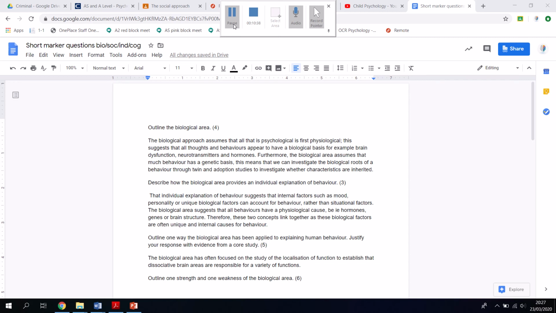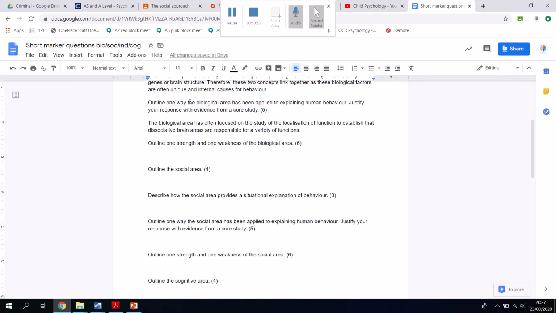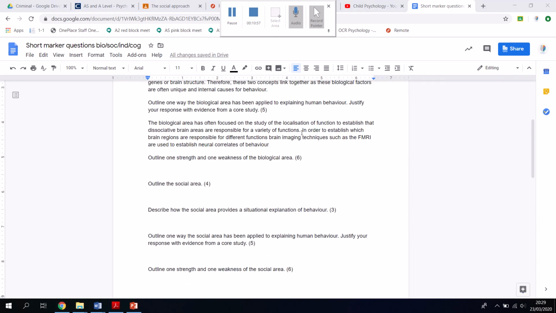Okay, so I'm just literally starting off by saying what the biological area generally focuses on, which is lateralization, or rather localization, sorry, in this case of function. Okay, so that's where I am just going to make a start with this response. And then I just need to take that a little bit further. So here you can see I've just taken that a little bit further. So I've added this sentence on.